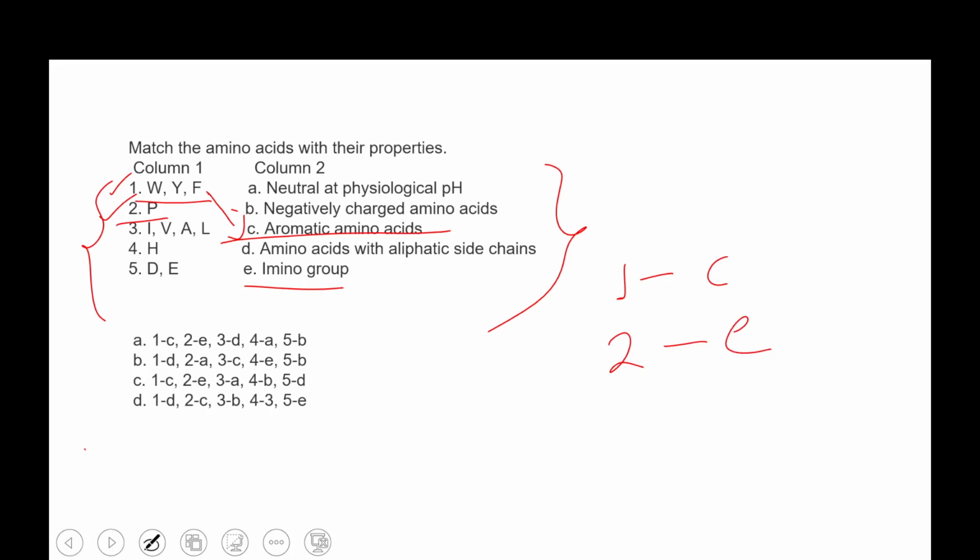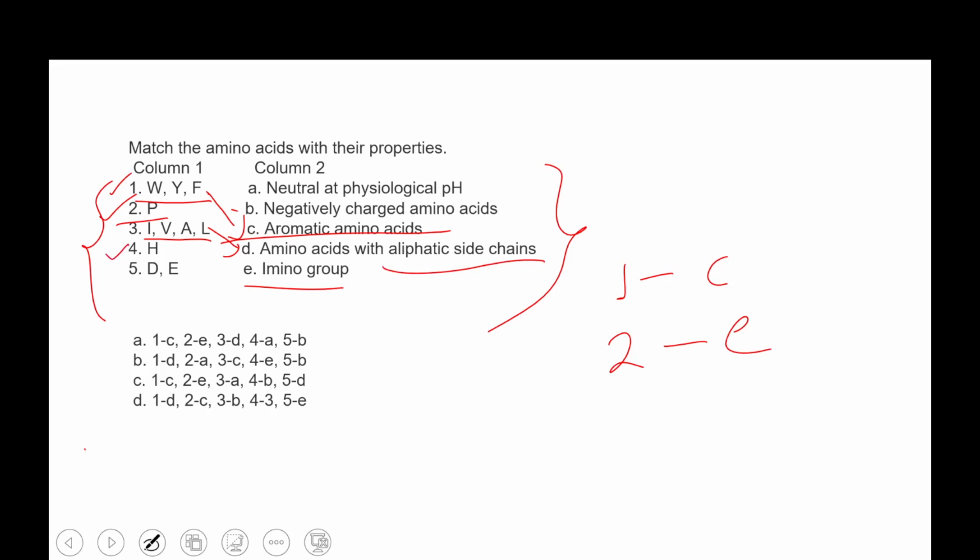So these are isoleucine, valine, alanine, and leucine. So these are all aliphatic amino acids. So out of the options, this will be matched with D, the amino acid with aliphatic side chain. Okay.